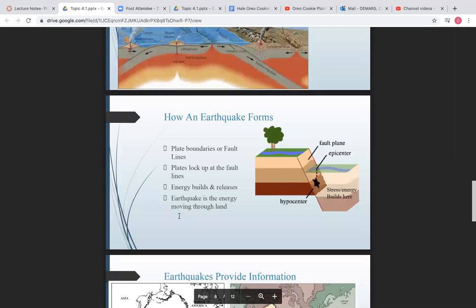So again, going back to the earthquakes. Earthquakes typically happen because of our transform boundaries. So when those plates start to slide and lock up at the fault lines, and when all that energy builds and releases, that is the ground moving and the earthquake that we experience.